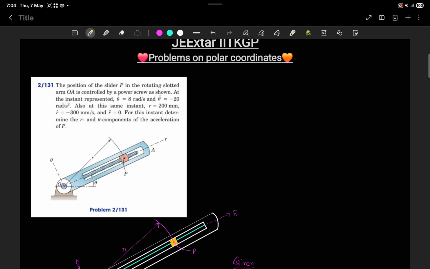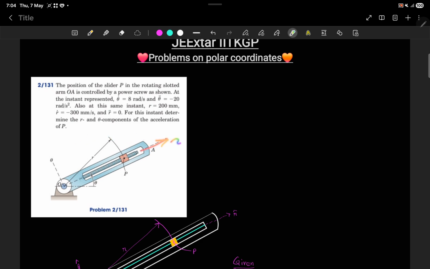First, read the question given. The position of the slider P in the rotating slotted arm OA is controlled by a power screw as shown. At the instant represented, theta dot equals 8 radian per second and theta double dot equals minus 20 rad per second square. Also at the same instant, r equals 200 mm and r dot equals minus 300 mm per second. r double dot equals 0. For this instant, determine the r and theta components of the acceleration of P.